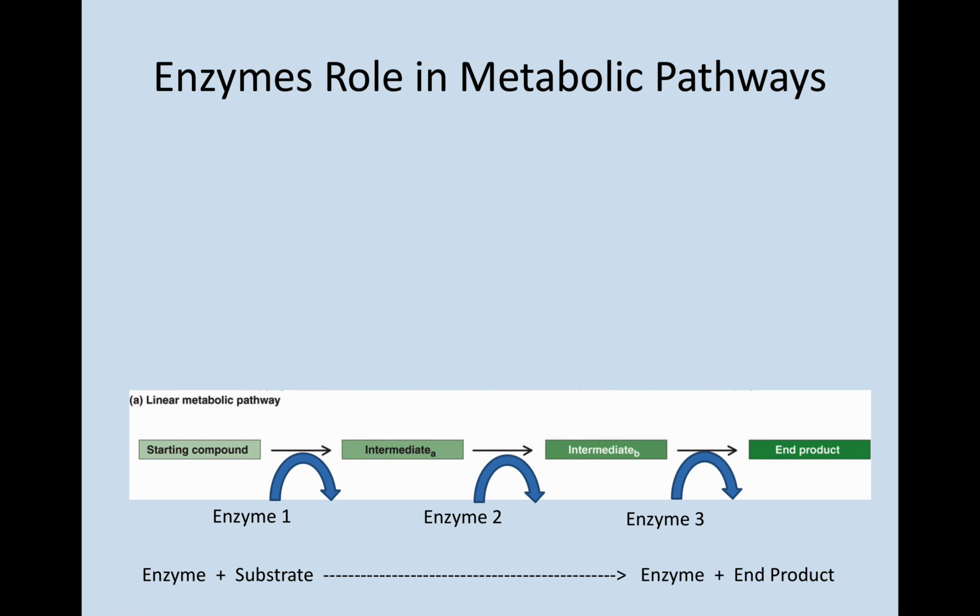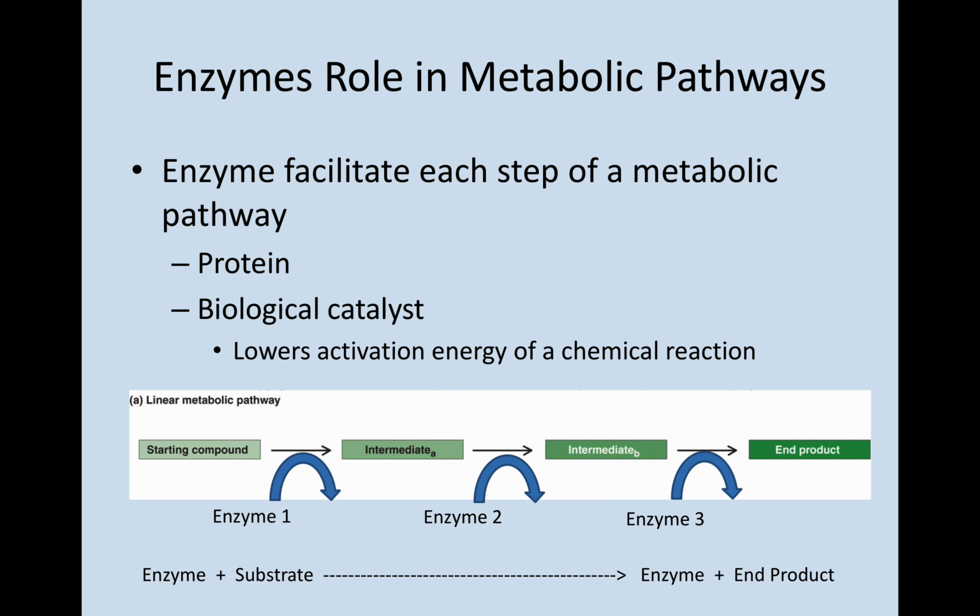The enzyme's role in the metabolic pathway is that they help facilitate the pathway. They are made of protein, and they're referred to as biological catalysts. What a biological catalyst does is it lowers the activation energy of a chemical reaction. If it lowers the activation energy, the reaction occurs faster. Activation energy is the amount of energy needed to start a chemical reaction, and the enzyme lowers that amount of energy.